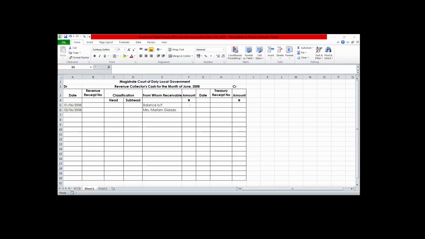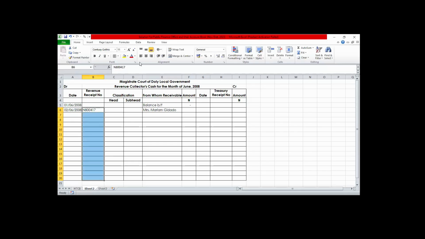The one issued to Mrs. Miriam Gidado is N800-417. Is that not so? Yes. N800-417. That is the receipt issued to Mrs. Miriam Gidado.